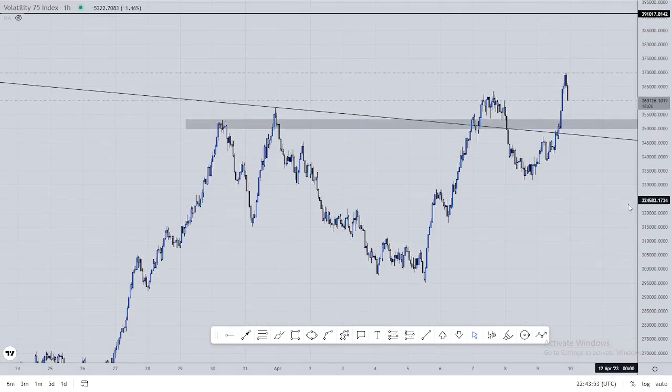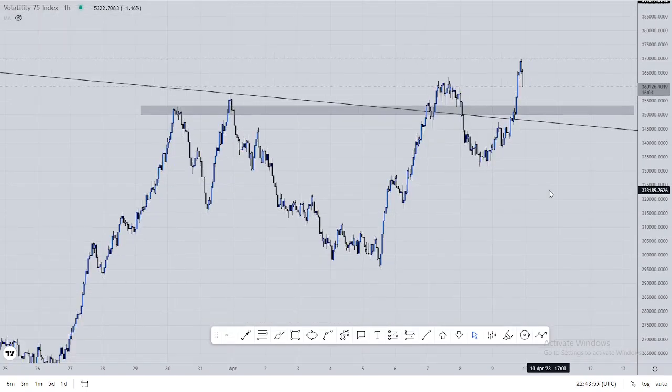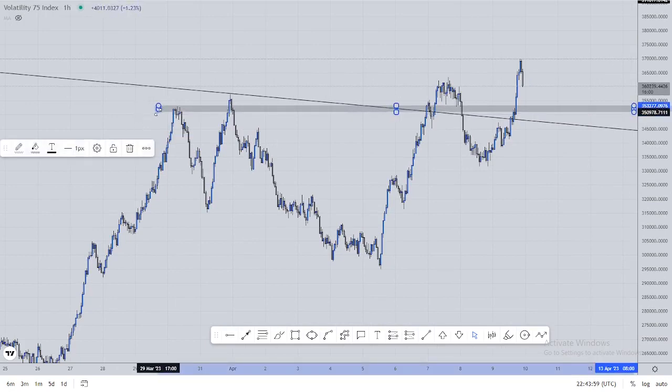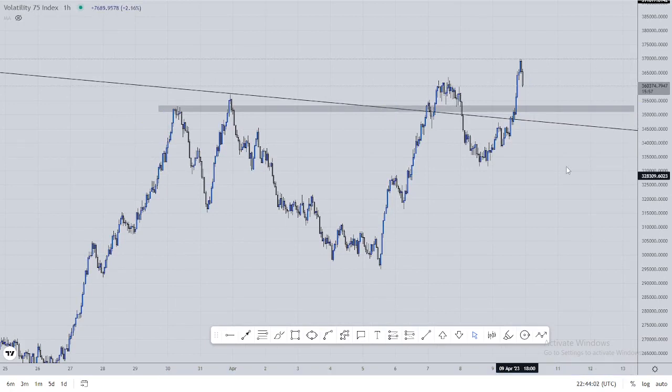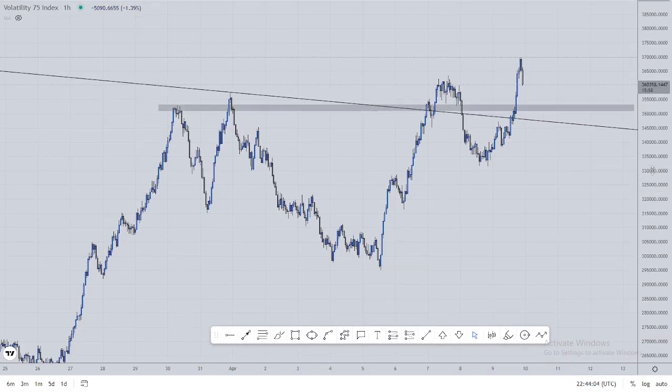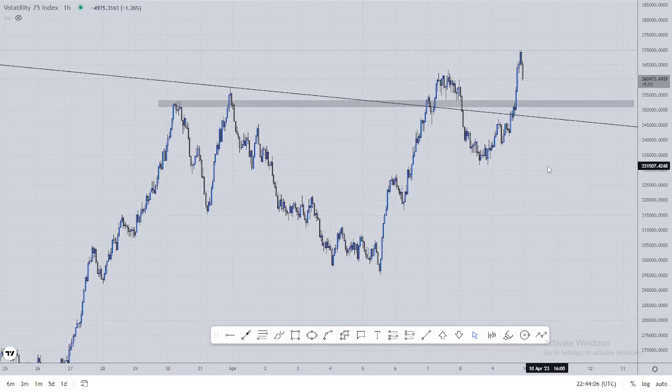Right. So this level, why is it so important, so significant? That level is very key. I'm simply waiting for the market to come and retest. Once it retests there, we are in. So much of it we will discuss.